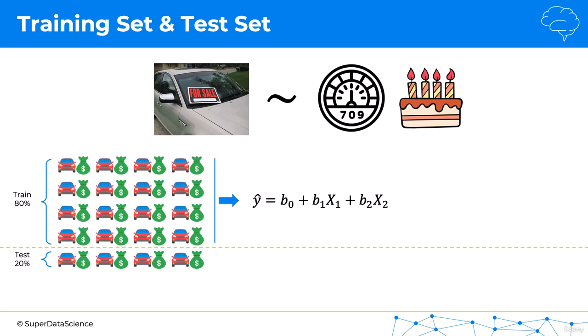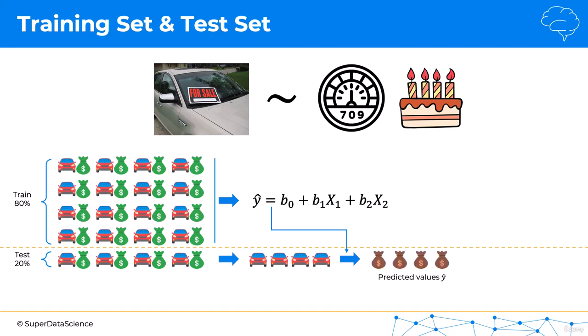We'll use our training set to build the model. So in this case, we're building a linear regression. And then we will take the cars from the test set. We will apply our model to them. So they haven't been part of the model creation process. The model has no information about these cars, and now we're applying this model to them, and it's predicting certain values, certain prices.